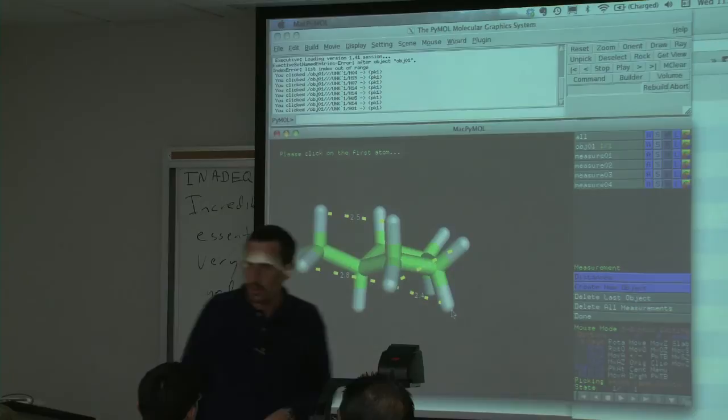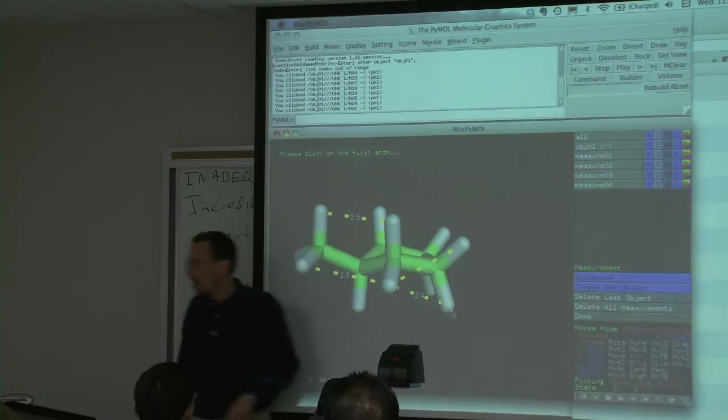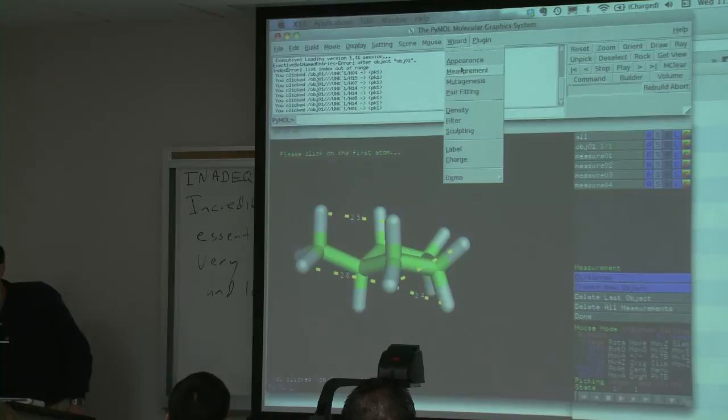How do you get the distances? In PyMOL or from NOEs? Oh, in PyMOL, it's from the wizard, and there's a measurement menu that gives you either distances or, from a pull-down menu, dihedrals and so forth.